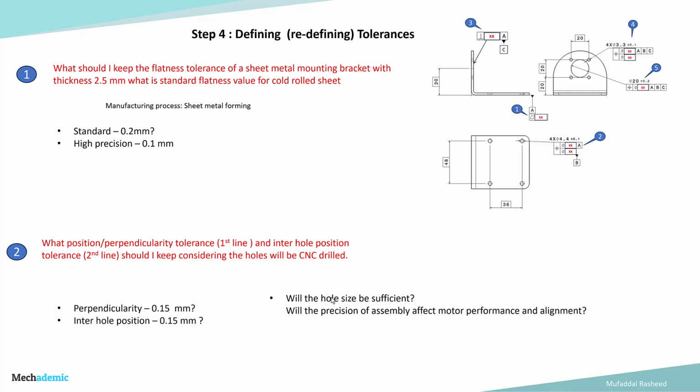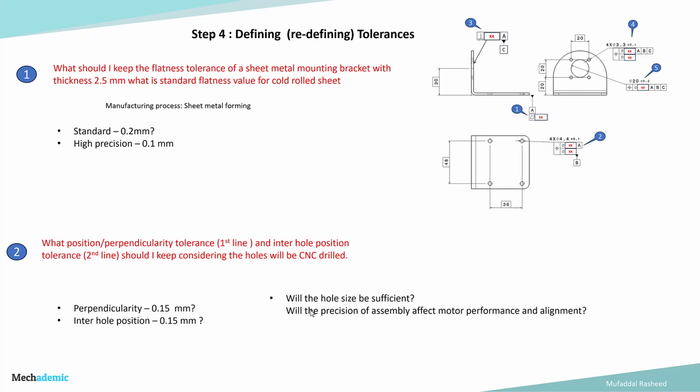Some important questions to ask are, will the hole size be sufficient? Will the precision of the assembly affect motor performance and alignment? So this is not something which is finalized at one go. It requires more analysis as we go deeper. Of course, sometimes defining tolerances can be over engineering for very simple use cases. We make a drawing, we test the system out, how the parts are coming out, how is the precision. If that precision is sufficient for the functional performance, then the drawing remains unchanged.